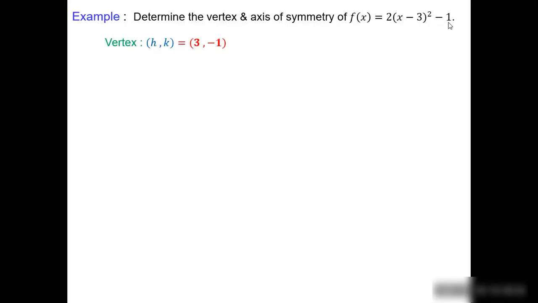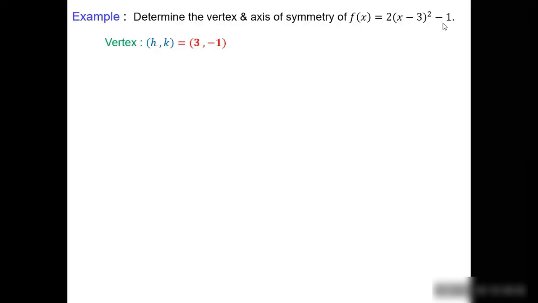When you take a look at the vertical shift, the K unit is actually referring to it moving up or down. So if K is negative, that means it's moving down, and if K is positive, it's moving up. So it moves the same direction as the sign. Now, if you try to picture where (3, -1) is, that's on the right side of the y-axis.